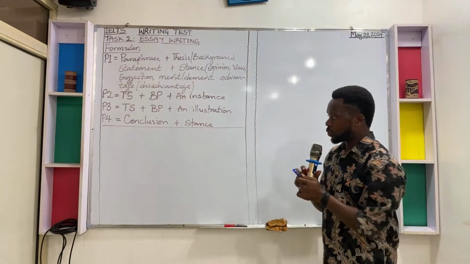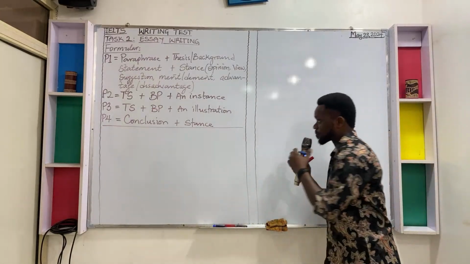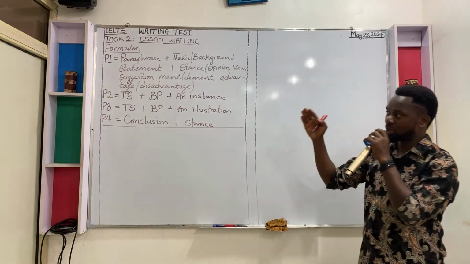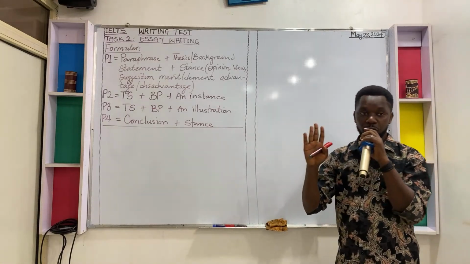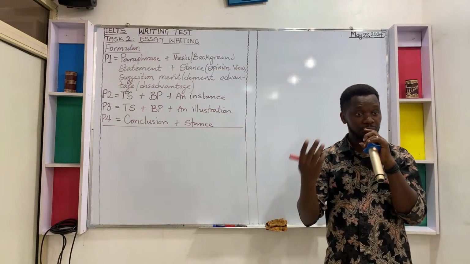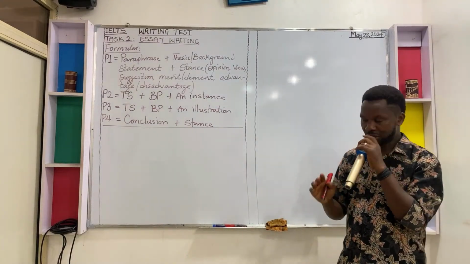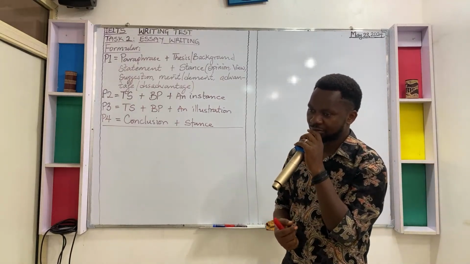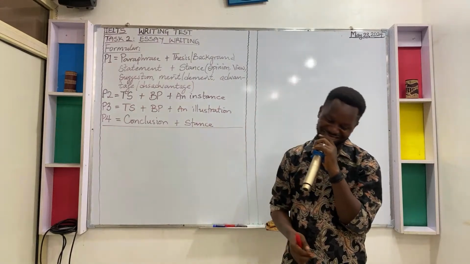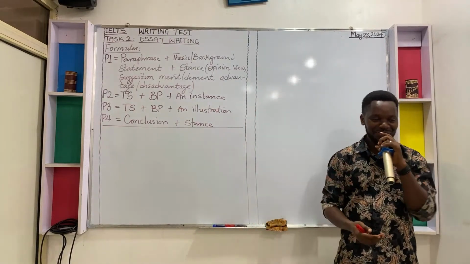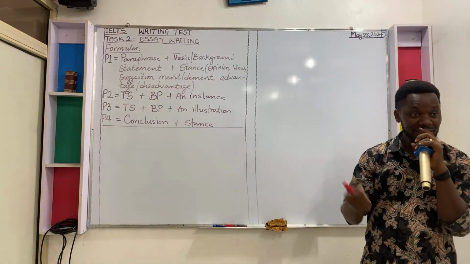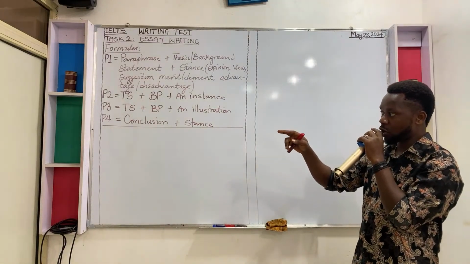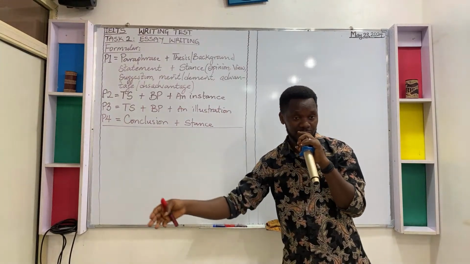Okay, so here on the board we have the formula for writing an essay. This formula has its basis on P1, P2, P3, and P4, meaning that you're meant to have 4 paragraphs. Don't write more than 4, don't write less than 4. Your essay should have just 4 paragraphs. The first paragraph is also called an introductory paragraph. It is the introduction. Then paragraphs 2 and 3 are called the body paragraphs.